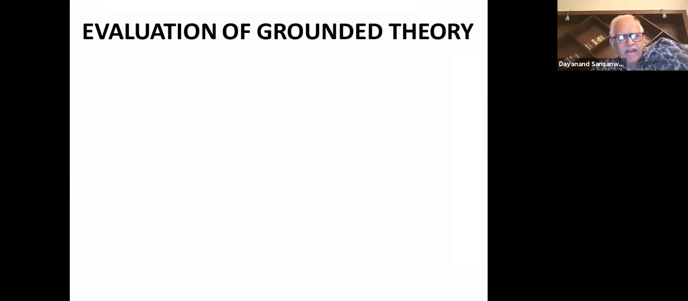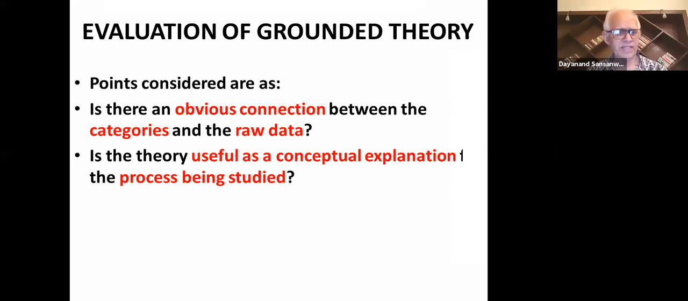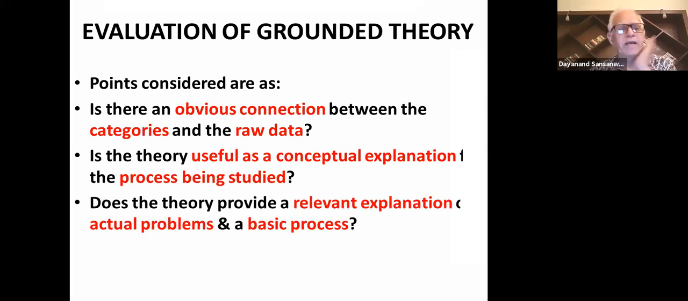Now, if you have to evaluate the grounded theory, there are some points you have to consider. Number one, is there an obvious connection between the categories and the raw data? When you are evaluating a research where the grounded theory has been used, you have to see whether there is an obvious connection between the categories, whatever the researcher has come up with, and the raw data the person had. Another: is the theory useful as a conceptual explanation of the process? Can it explain the process? Another: does the theory produce a relevant explanation of the actual problem and the basic process?